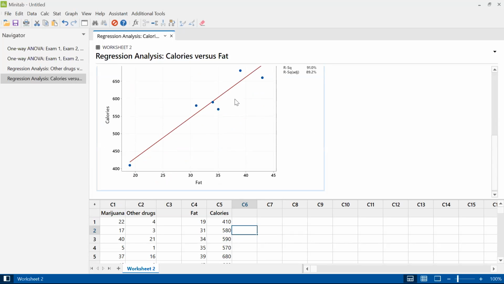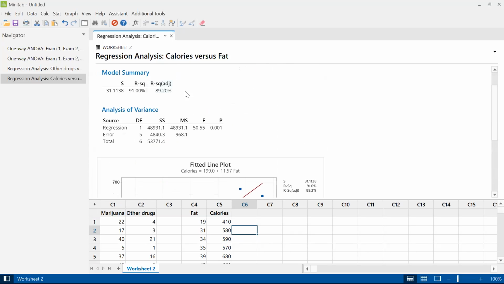So there's 7 dots on here, which is not a very big sample, but they're all pretty close to this line. So we have this one that's close to the line down here, and these 3 that are close, and these 2 that are pretty close also. So they're all pretty close to the line, and our R squared is 91%.